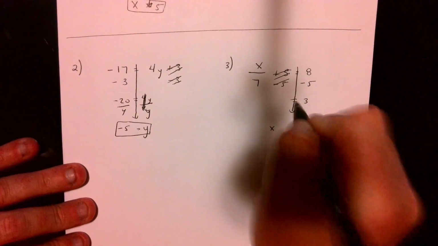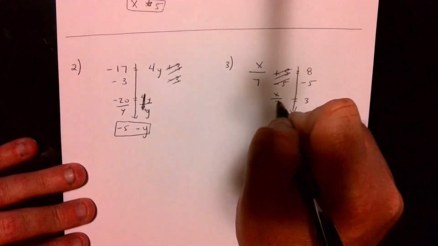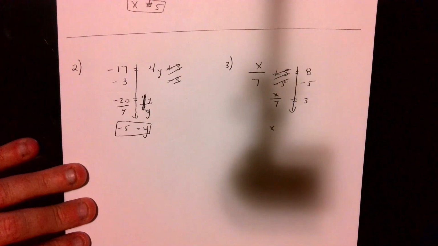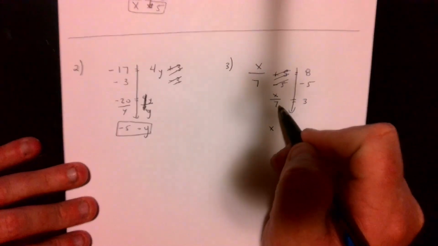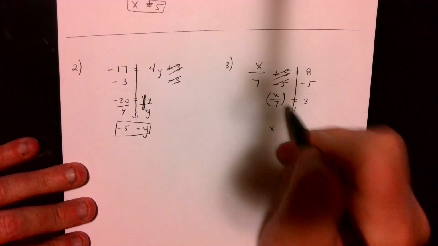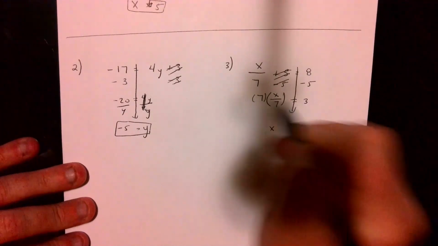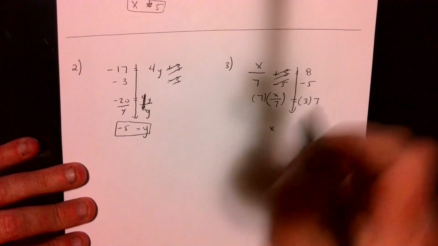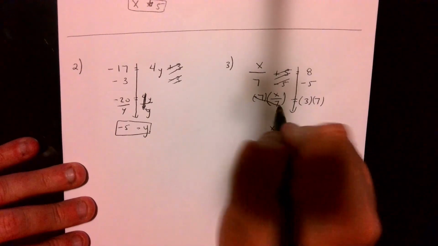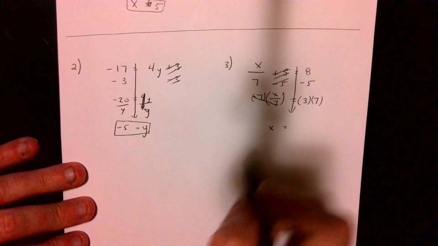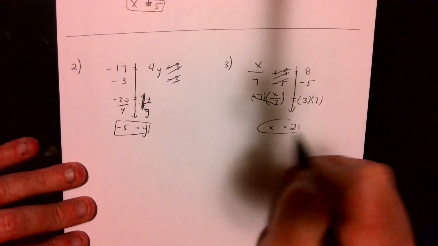And on this side we still have x divided by 7. So the opposite of dividing by 7 would be timesing by 7, just like we did with the one-step equations. So we're going to times by 7. Those cancel out, x is left, and 3 times 7 is 21.